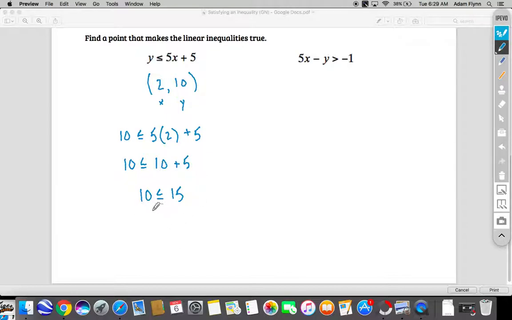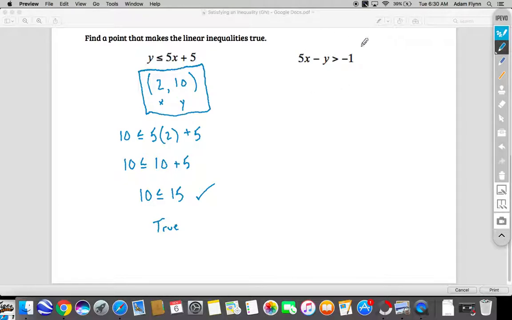So now we'll evaluate this. Is 10 less than or equal to 15? Yeah, absolutely, this is true. So that means this point (2, 10) is a solution in my shaded portion. That point, or that solution, that ordered pair, makes the inequality true. So now I'll move on to my next one.